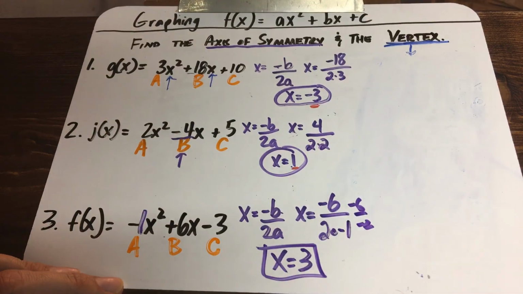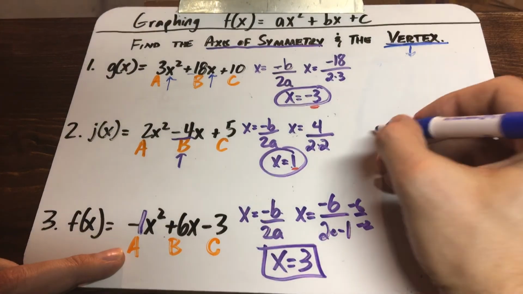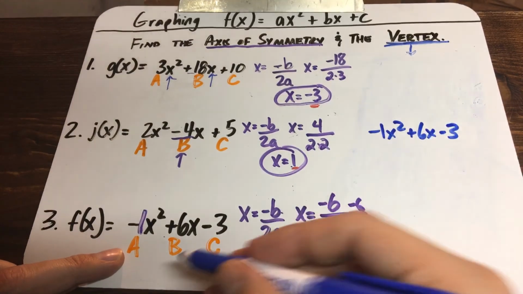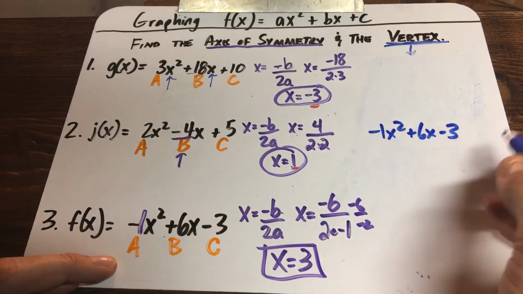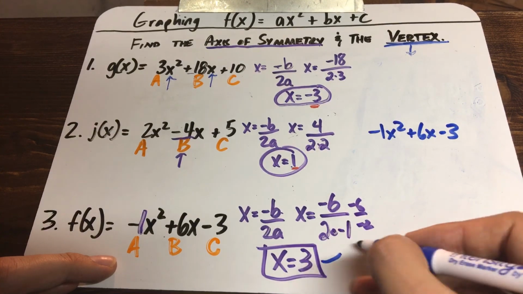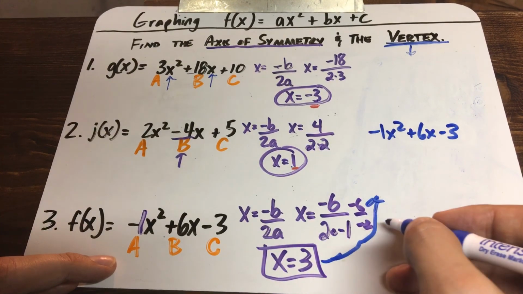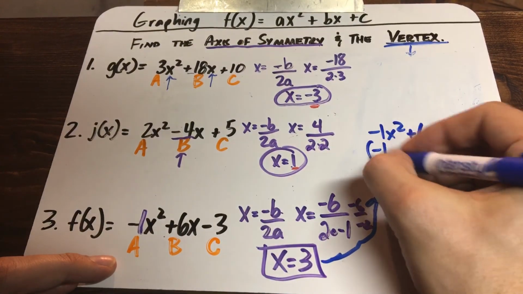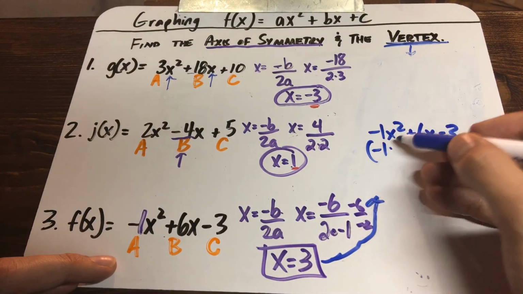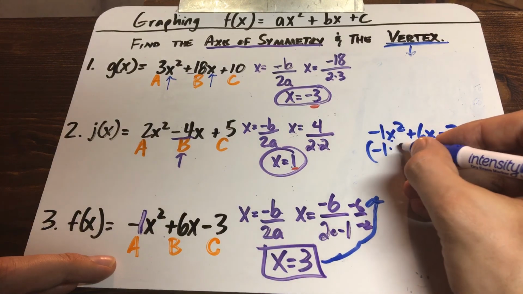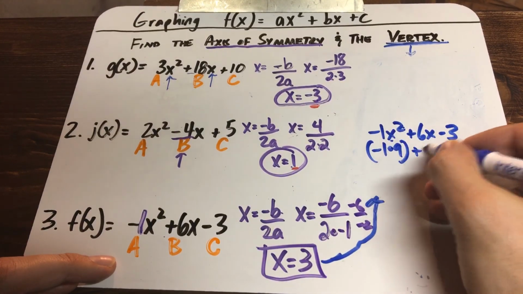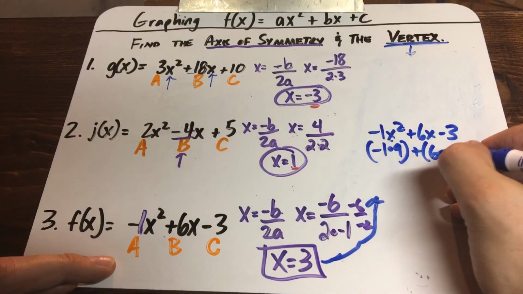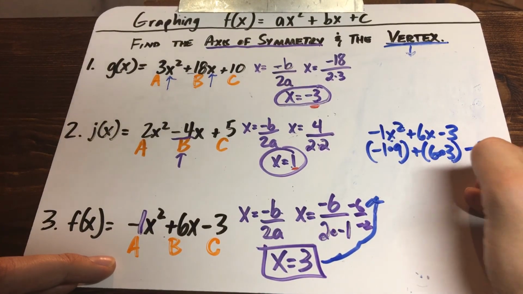And then I can go back to the original problem. I'm just going to copy it down way up here to give myself some space. I'm going to take our answer of 3 and plug it in for the x's. So here, 3 squared, 3 times 3 is 9. I'm just going to put -1 times 9, plus 6 times x. The x, remember, is 3. 6 times 3. And then -3 at the end.